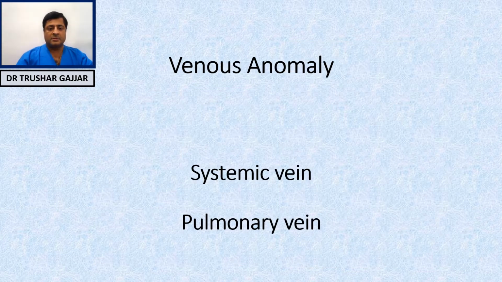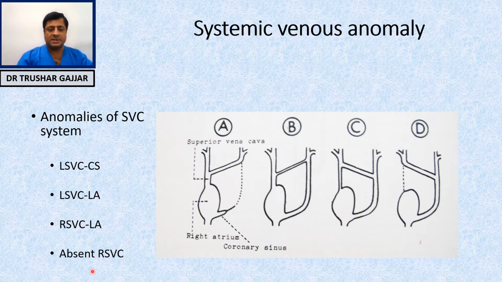Now moving to the venous anomalies. Let us see the systemic venous and pulmonary venous anomalies. We have seen that the superior vena cava develops from the right cardinal vein. There is a communicating vein called the innominate vein, and the coronary sinus develops from the left horn of the sinus venosus. So we'll see the anomalies of the SVC.